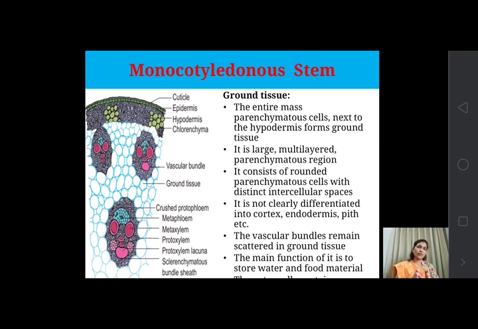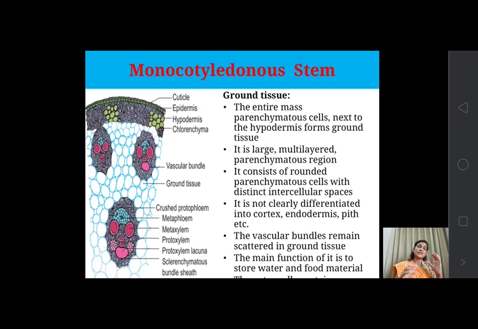Okay, so this ground tissue, that is the entire mass of parenchymatous cells next to the hypodermis, forms the ground tissue. It is a large, multi-layered parenchymatous region, and it consists of rounded, or somewhat oval, parenchymatous cells with distinct intercellular spaces. They show intercellular spaces because they are thin walled, and when they come together they form a space automatically. So they are large in number and multi-layered.